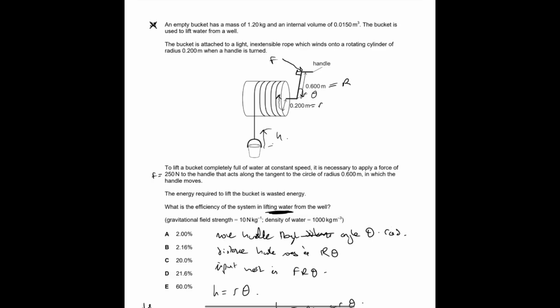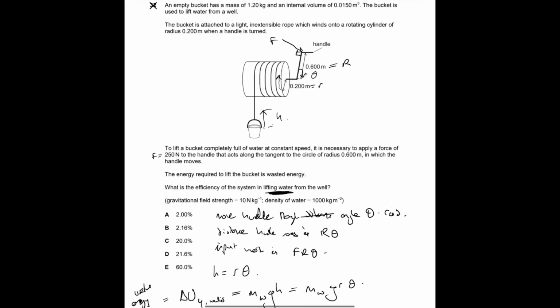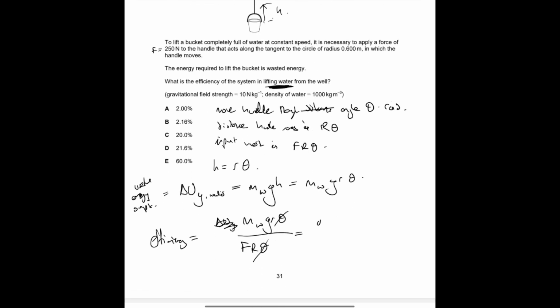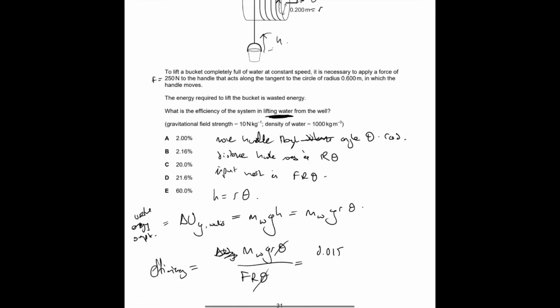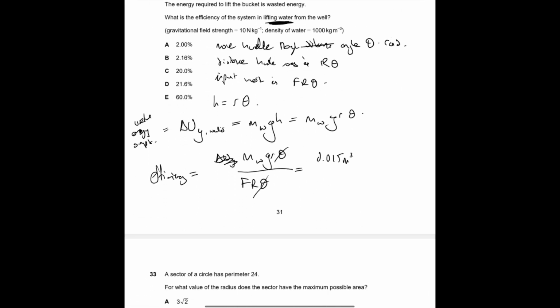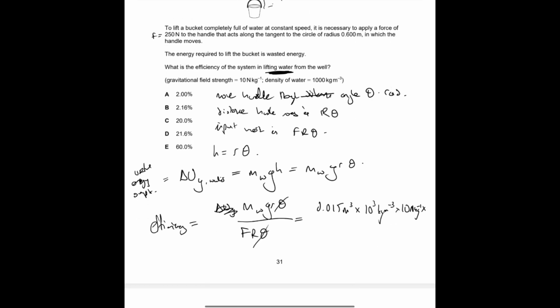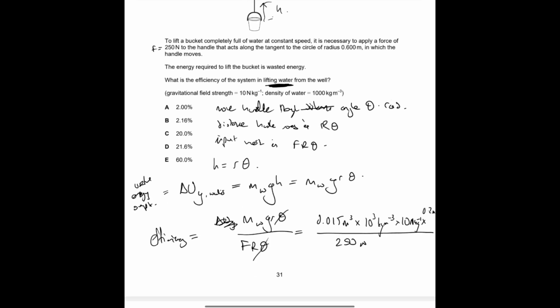So what's the mass of water? It's going to be the volume times the density of water, the internal volume, which is 0.015 meters cubed, times the density, which is 10 to the 3 kilograms per meter cubed, times g, which is 10 newtons per kilogram, times small r, which is 0.2 meters, all over Fr, which is 215 newtons, times big R, which is 0.6 meters.